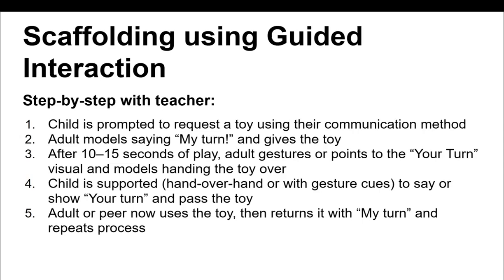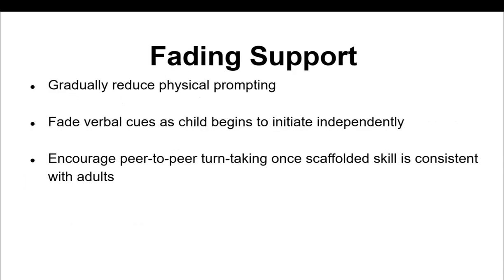So if a child is supported to say or show your turn and pass the toy, we might do this with gestures, full physical prompting of the hand, or verbal cues. Now the adult or peer is going to use the toy and then return it with my turn, repeating the process, right? So again, over time, we are going to look to reduce support, which means reducing physical prompting, fading the verbal cues, fading the gestures, and over time, the student will ideally look to initiate this independently.